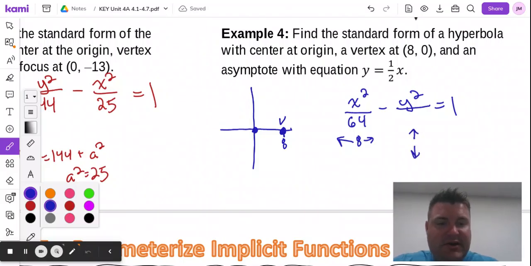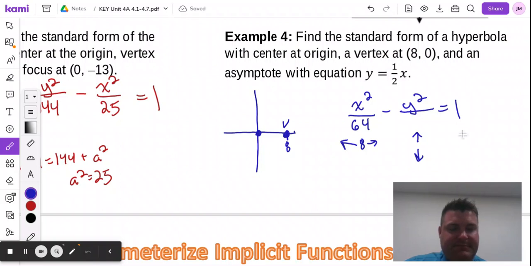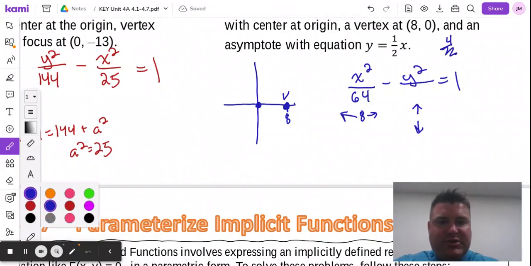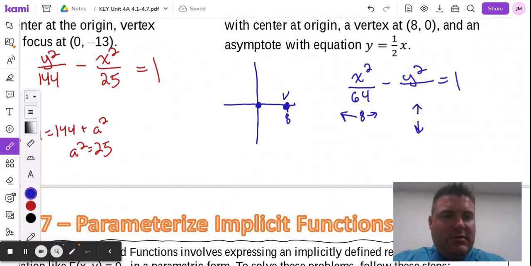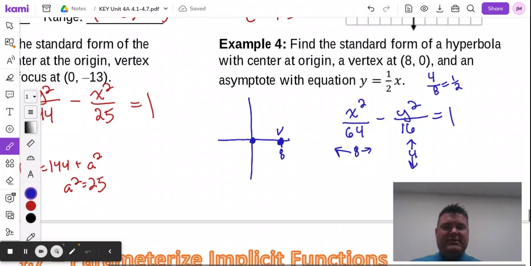But how much am I going up and down? Well, if my slope of the equation is 1/2, in order for this to work, this would have to be 4, because 4 over 8 is equal to 1/2. So I know this has to be 4. So if that's going to be up and down 4, it's going to be 16. So that will give us our equation of our hyperbola centered at the origin.